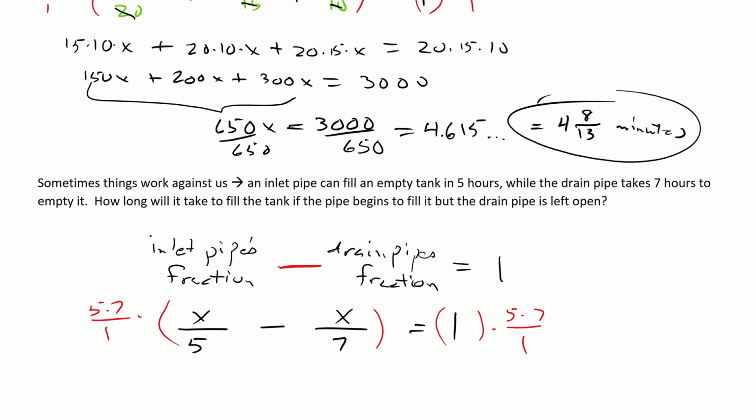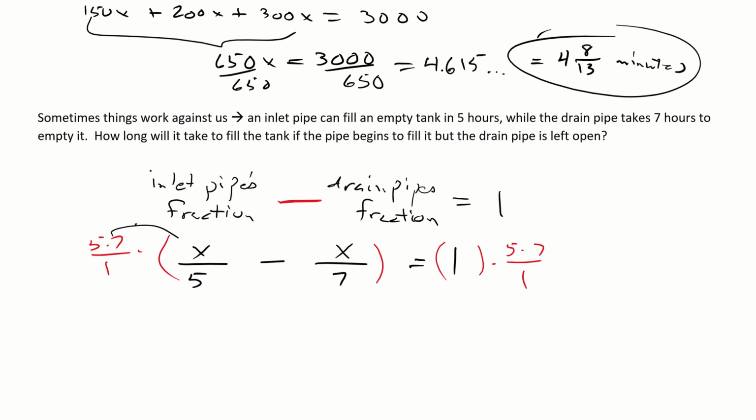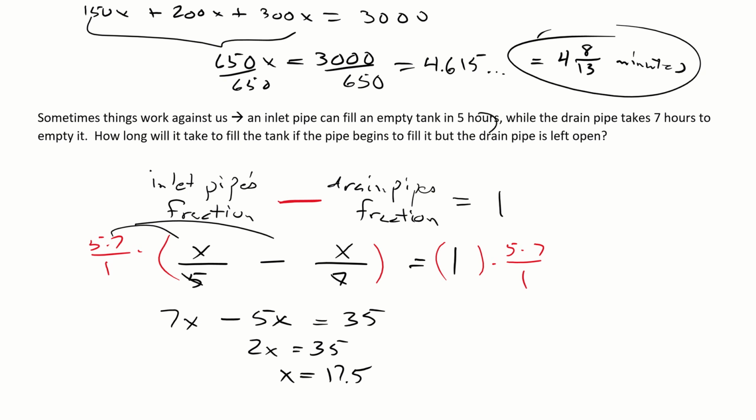Pretty cool. To do this, we distribute: you lose the 5, but you still have the 7, minus, lose the 7, but you still have the 5. Don't forget those x's. And over here you have 35. So then you have 2x is 35. So x, when you divide, I'm so lazy, 35 divided by 2 is 17.5. So 17.5 hours this time to finish this off.